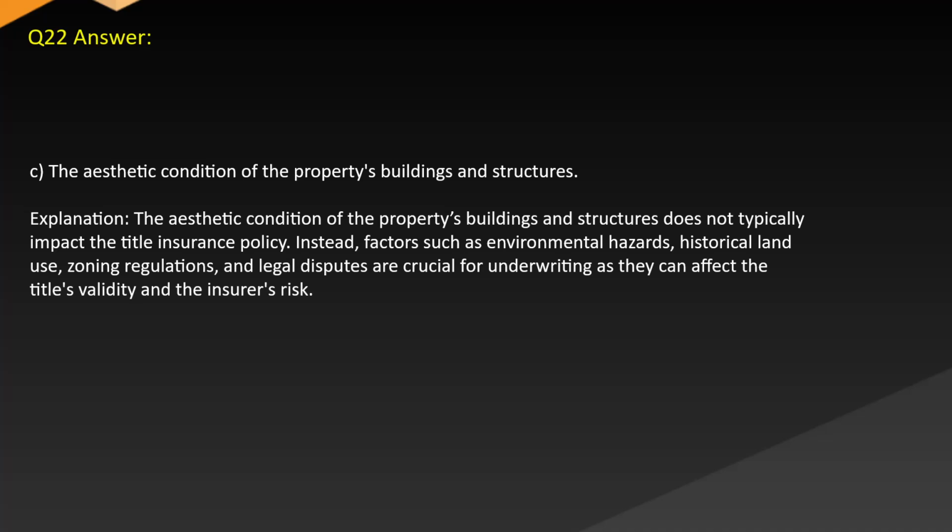Answer: C. The aesthetic condition of the property's buildings and structures. Explanation: The aesthetic condition of the property's buildings and structures does not typically impact the title insurance policy. Instead, factors such as environmental hazards, historical land use, zoning regulations, and legal disputes are crucial for underwriting as they can affect the title's validity and the insurer's risk.